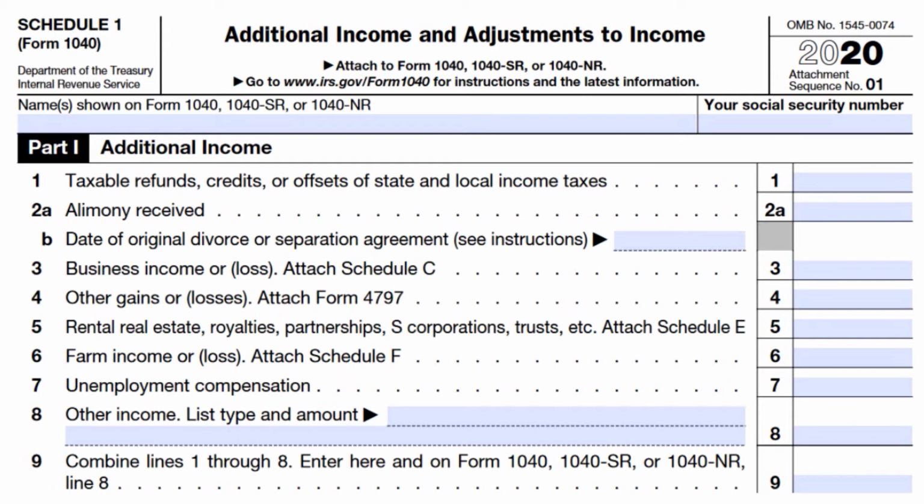Other types of income that you report on Schedule 1 include miscellaneous income such as awards, canceled debts, or dividends from a whole life insurance policy if they exceed the premiums you paid for the policy.